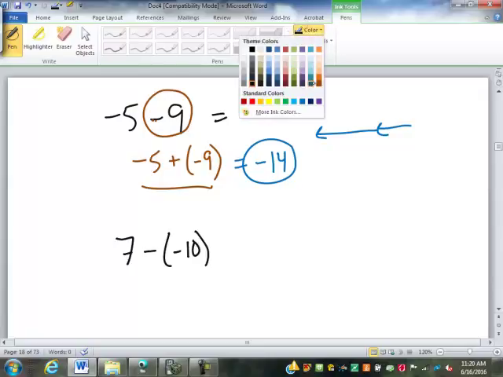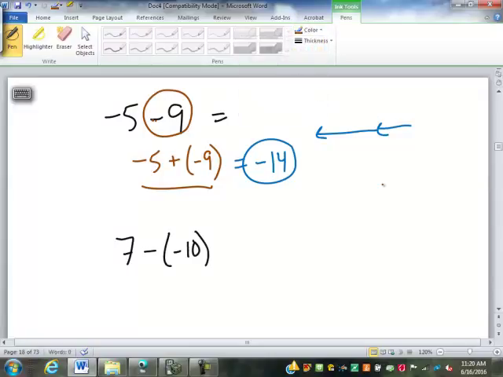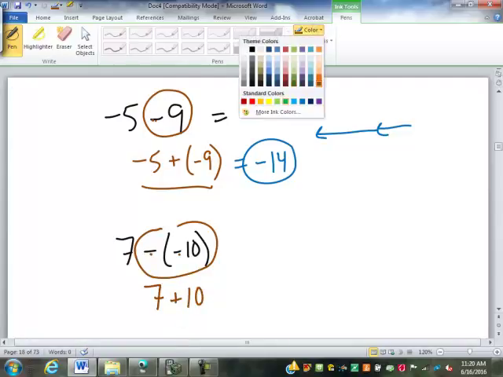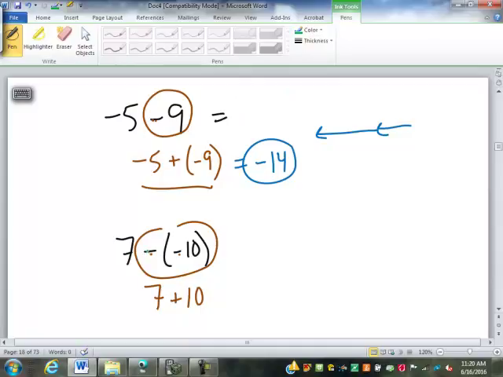So 7 minus negative 10, this is really where the difficulties came in. That's going to be written as 7 plus a positive 10. So the subtraction gets changed to addition, and the sign of the number gets changed to its opposite. So this is plus a positive 10. So 7 plus 10, of course, is just 17.